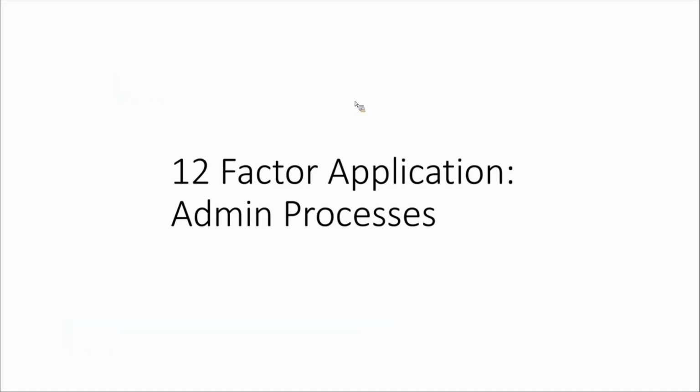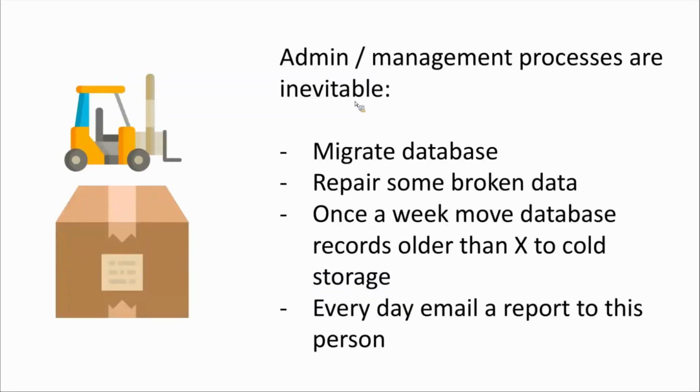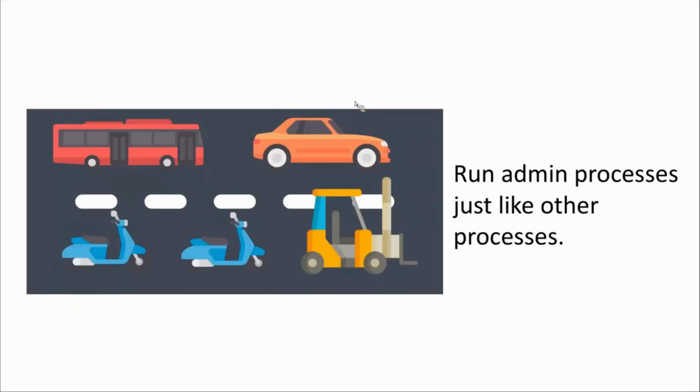Next up, we have admin processes. So you're always going to have some of these, right? So they're kind of inevitable. An example of this might be migrating a database or fixing broken data or sending a report to someone. Those are always going to happen. And you should run those processes just like any other process. So it's really easy to fall into the pattern of, well, someone just goes to the server once a week and pulls this data and emails it to someone. But you should run these processes just like any other process.